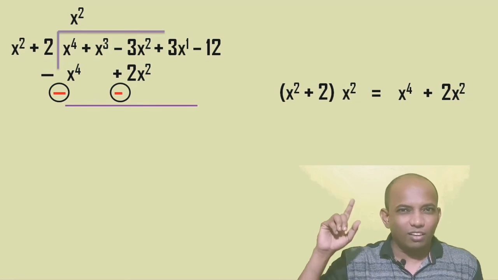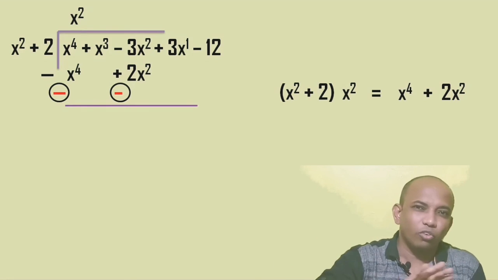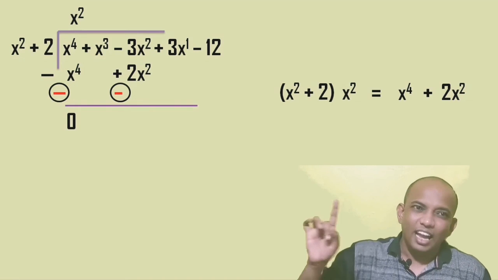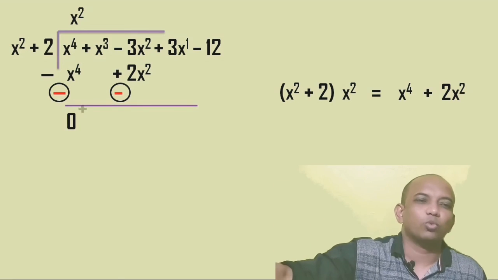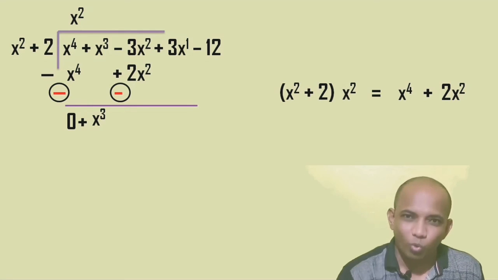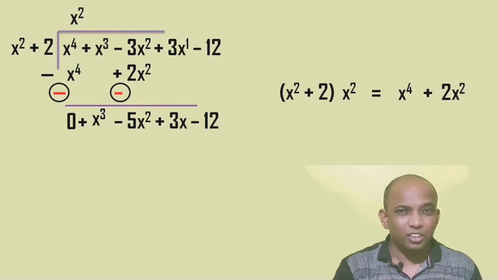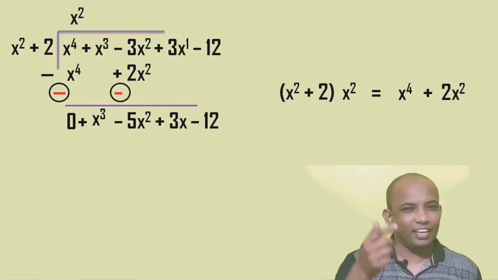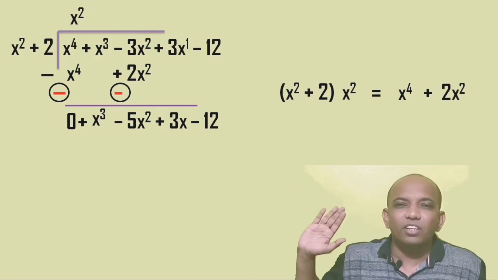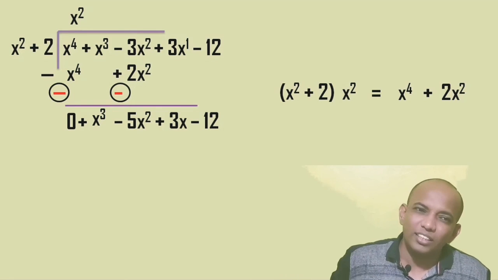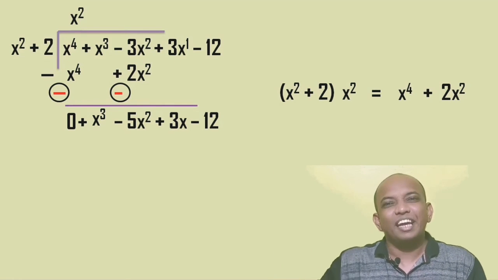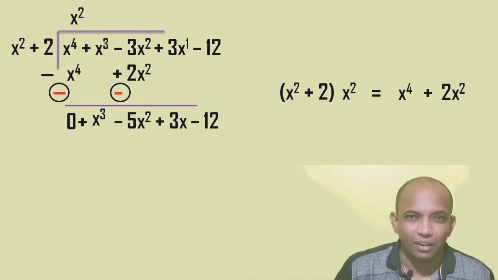So what we have, x raised to 4 and x raised to 4 will be cancelled out. Positive x cube will be written as it is, and minus 3x square and minus 2x square will result in negative 5x square. According to the integers rule, same sign we have to add and give the same sign to the answer, or the bigger number's sign to the answer. The rest of the dividend will be taken down as it is. So what we have is x cube minus 5x square plus 3x minus 12 as our remainder.